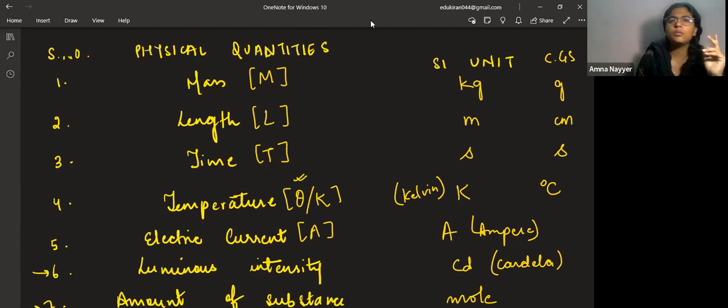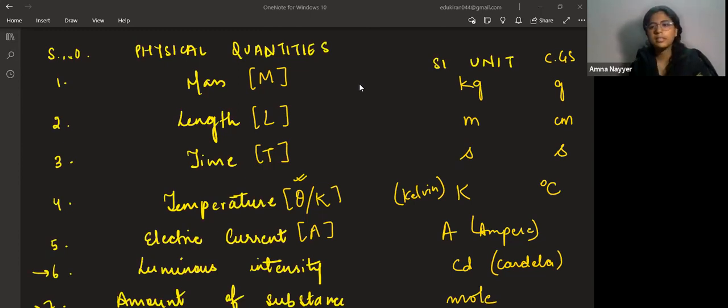So what you can do, Feba, you can take the screenshot of this page. Okay, because Harsha has already written all these points. Yeah, ma'am. All right.